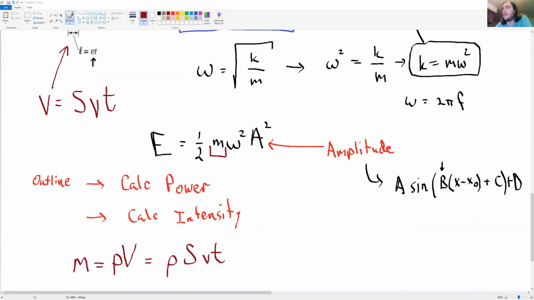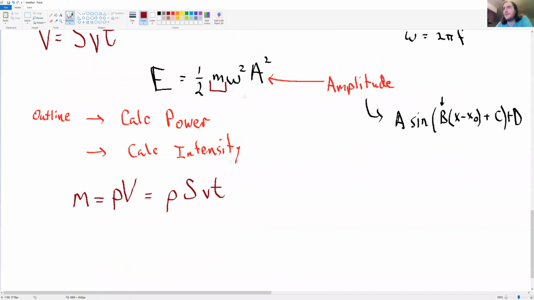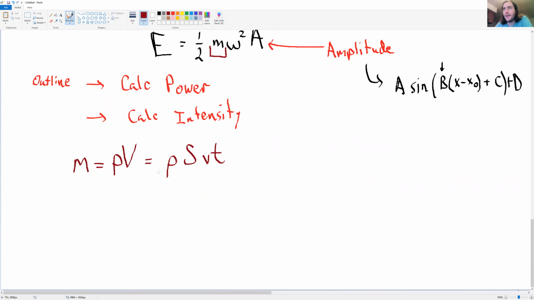Okay, so hopefully that was enough time to copy that down. So I'm going to scroll down now. Now that we have the mass as rho SVT, we can plug that in. 1/2 rho SVT omega squared A squared. Now, if we want to get power, power is just take this thing and divide it by T.